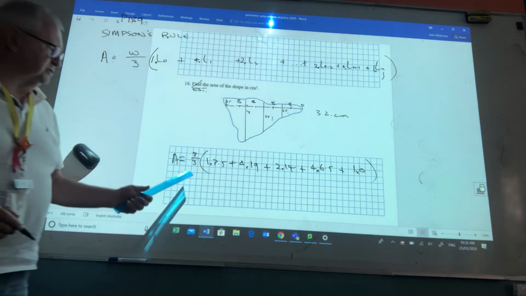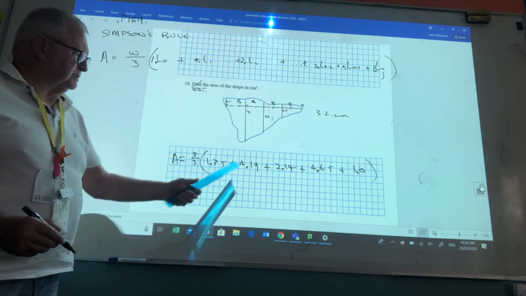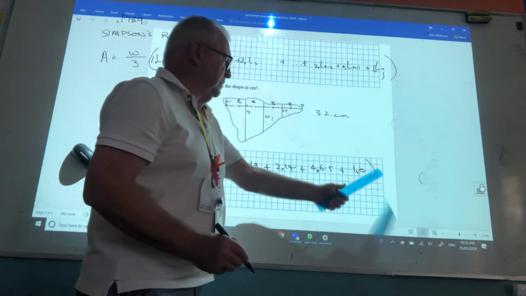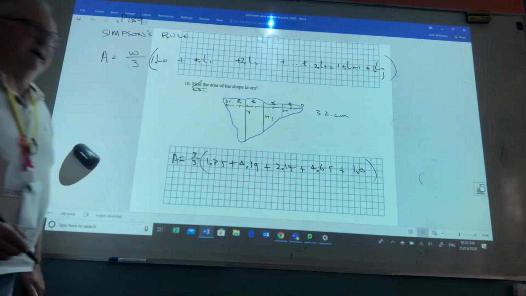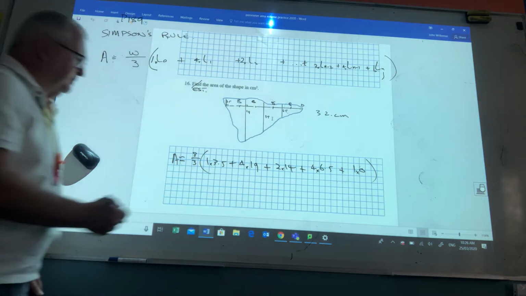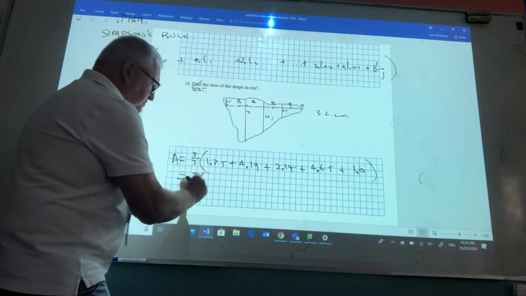Now you just stick this straight in your calculator. 8 divided by 3, brackets, 1 times that, plus 4 times that, plus 2 times that, plus 4 times that, plus 1 times that. Now, you can get some rough idea what it's going to be. You've got a calculator, but this is just my guess.